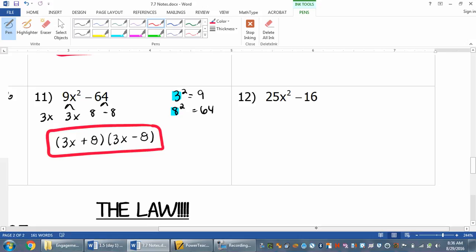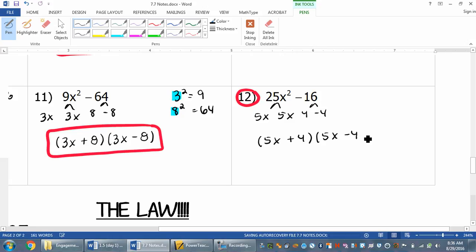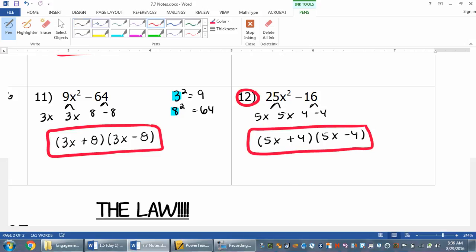All right, please go ahead and pause the video and complete number 12. When you're ready to check your answer, press play. The correct answer for number 12 is 5x plus 4 and 5x minus 4. I knew to use 5 because 5 squared is 25. I knew to use 4 because 4 squared is 16.